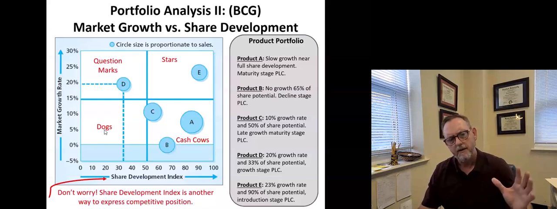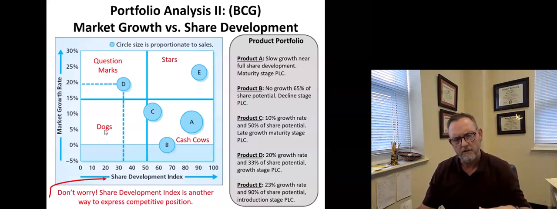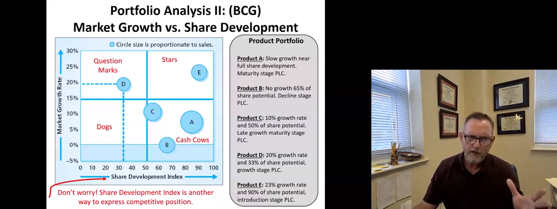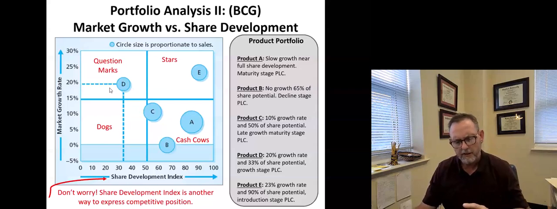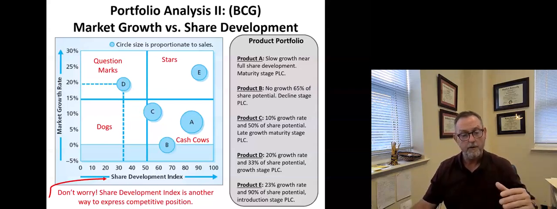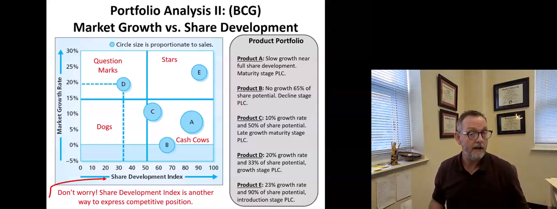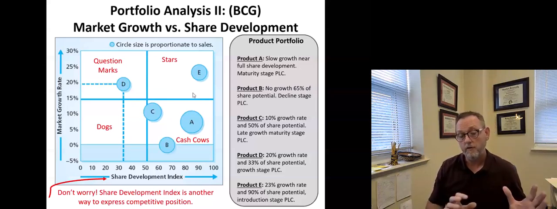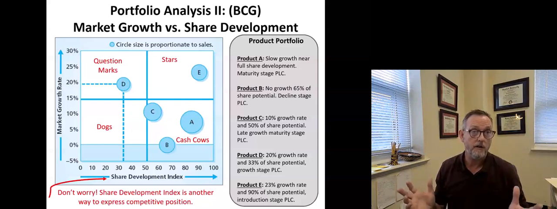Dogs are products that you don't have a lot of market share in and the growth rate is fairly slow. Question marks, you don't have a lot of growth share or market share, but the prospects are extremely high. There's a lot of growth. They're probably introduction stage type products. Stars are products that you have developed. They're well into the growth stage, like the Apple Watch for Apple.